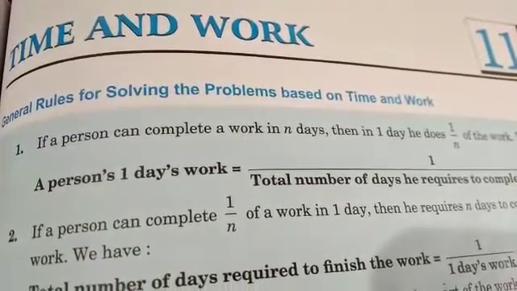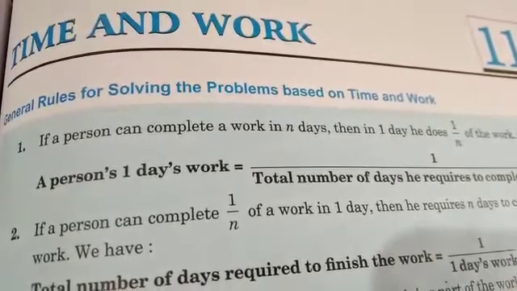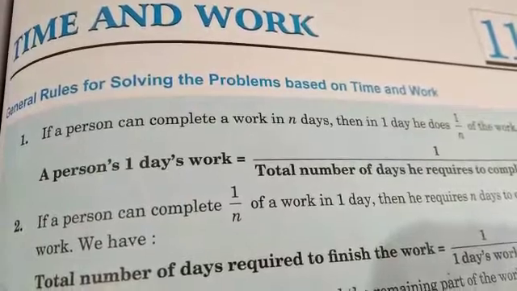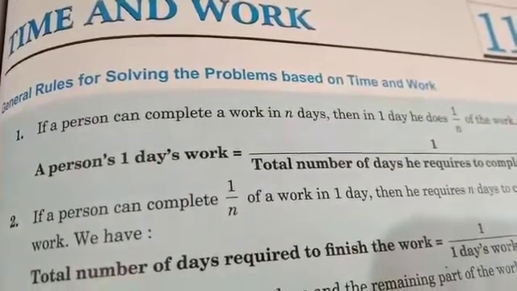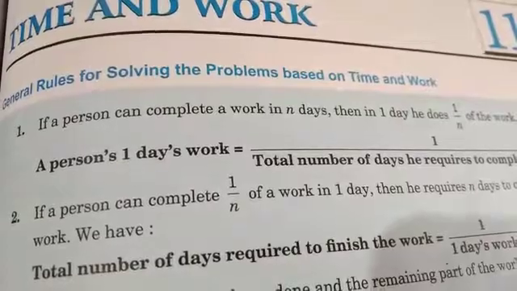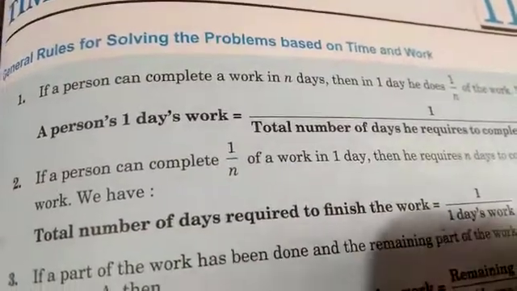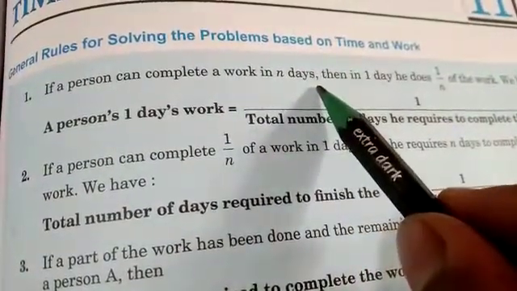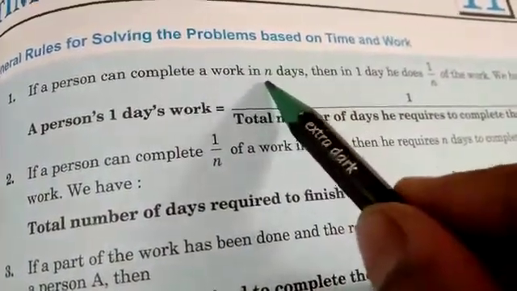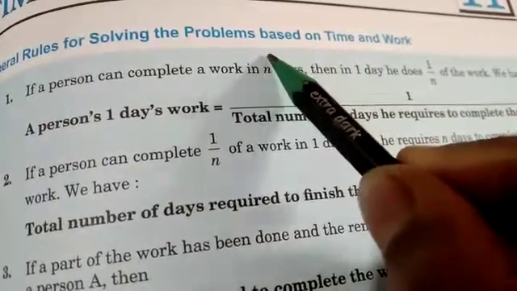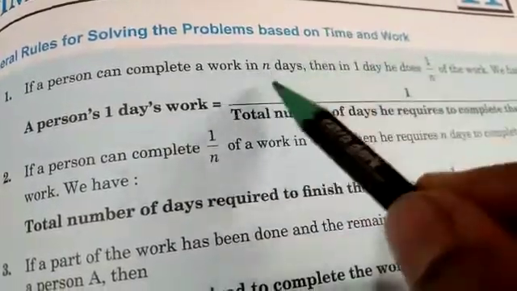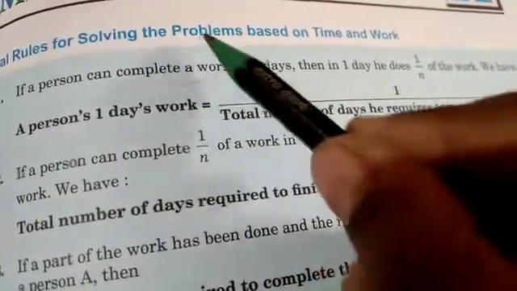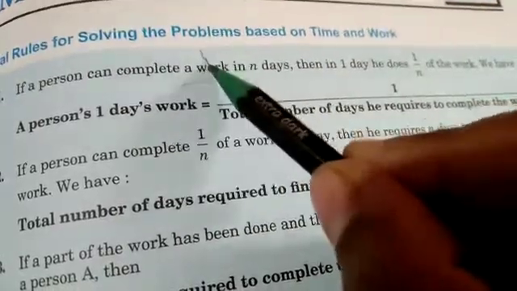First, we'll understand the general rules to find the relationship between time and work: in a given time, how much work can be done, or if the work is done, then how much time is required. For example, if a person can complete a work in n number of days, that n can be 1, 2, 3, 4, 7, 8, 100, any number of days to do a given quantity of work. A work we will always consider as 1.